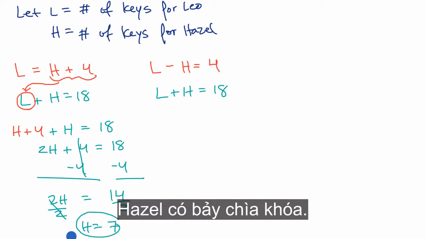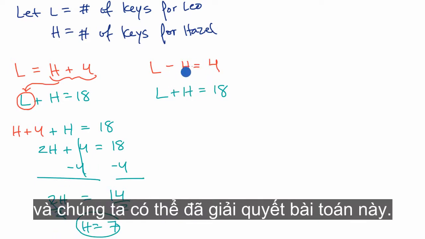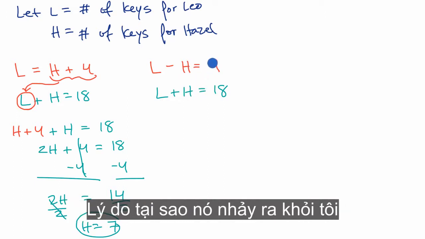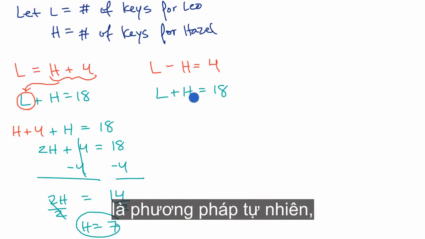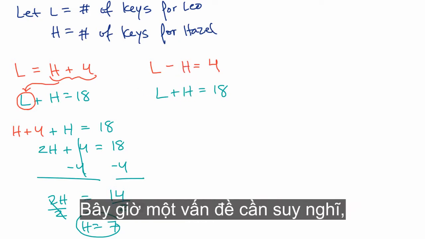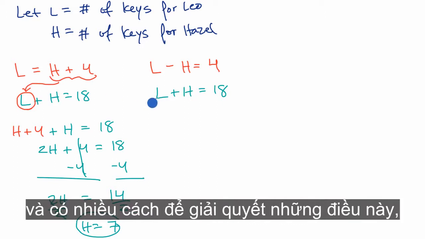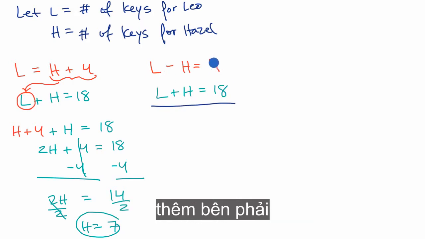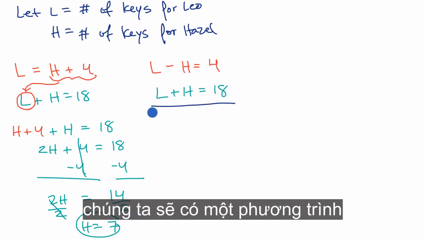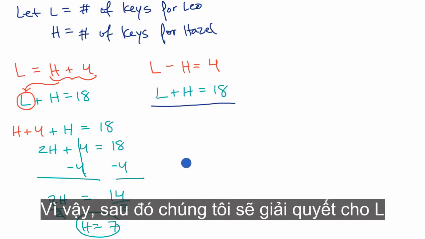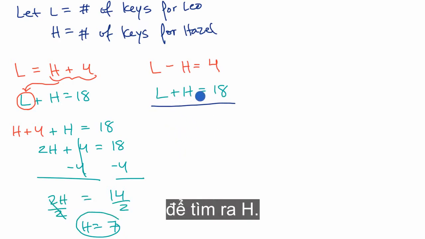Hazel has 7 keys. Now, we could go to this other system, and we could have solved this one as well. And here, it feels like elimination would be the more natural method. The reason why it jumps out at me that elimination would be the natural method is we have a negative H here, and we have a positive H there. Now, one issue to think about, and there are many ways to solve these, is if we just add the left-hand sides of this equation and add the right-hand sides of this equation, then we're going to get an equation in terms of L, because the H's will cancel out. So then we would solve for L, and then use one of these equations to figure out H.